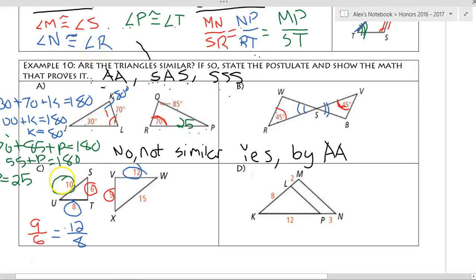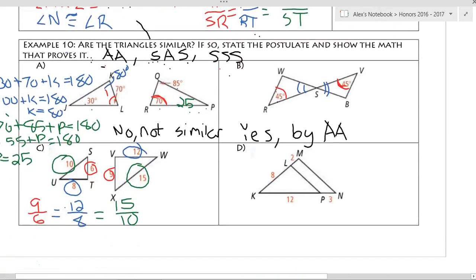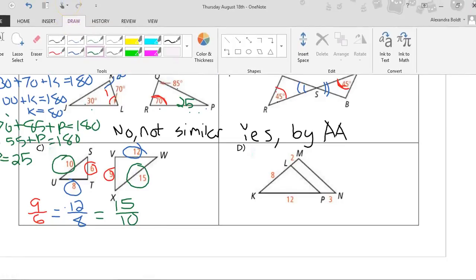And then my last side, I have 10 and 15. So I'm going to start with my second triangle. That's 15 over 10. Now, I just want to see, are all of these equal, right? These have to be equal. So I have to reduce the fractions to see if they're equal.